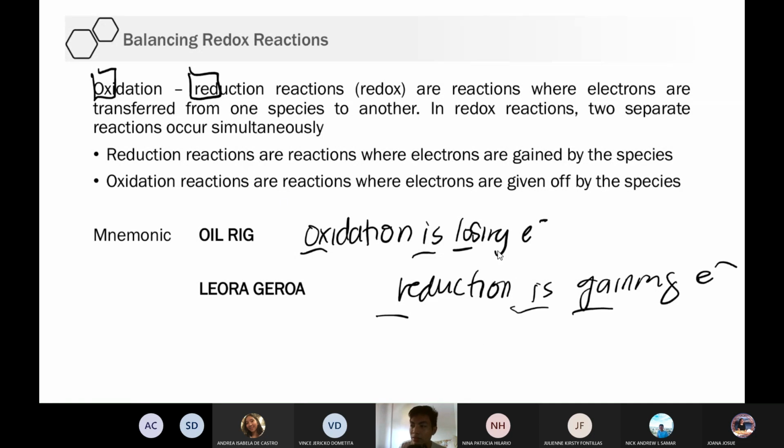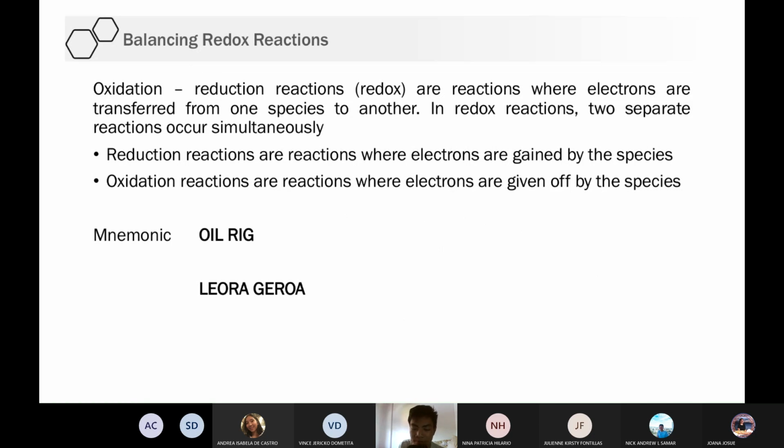Oil rig. Oxidation is losing electron or giving off electrons. Reduction is gaining electrons. Okay. So, yan yung mnemonic. Para hindi nyo nakabisaduhin to, sabihin mo na lang oil rig. Oxidation is losing, reduction is gaining. Ano yung nilulose at ginigain? Electrons. Okay. So, question doon is, ano mangyayari? Ano mangyayari kapag nag-lose siya or nag-gain ng electrons?